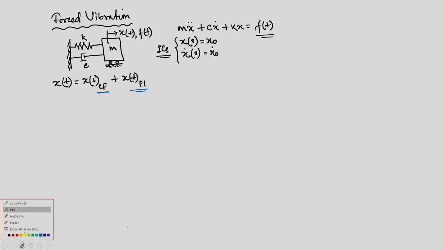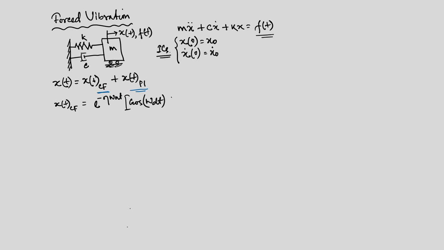Now before we do that, if you recall, what is the first part, x of t, complementary function? It is e to the power minus eta omega n t, times C cos omega d t plus D sin omega d t. So, that is the solution we derived earlier, and there are two constants C and D, and that we evaluate from the initial conditions. So, that is what we have already solved.